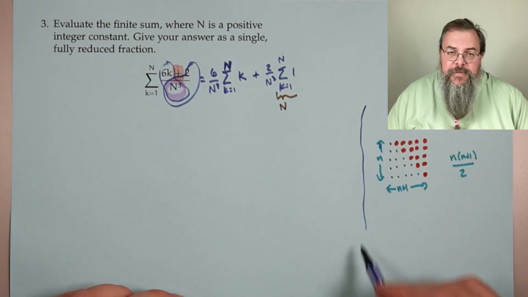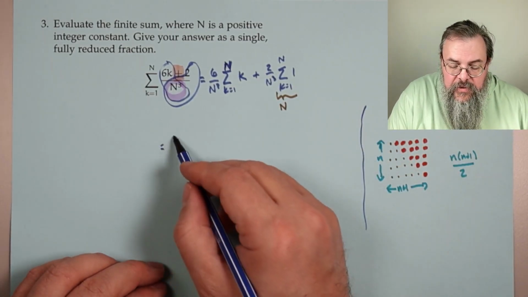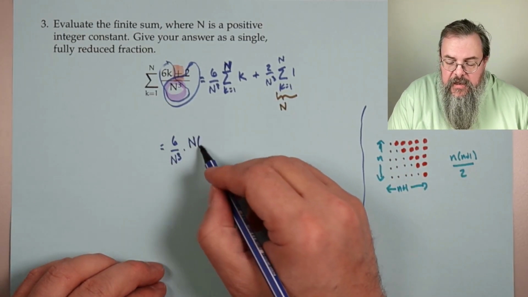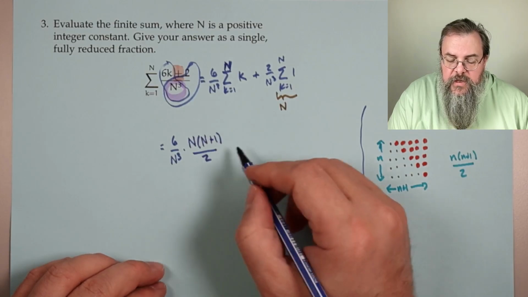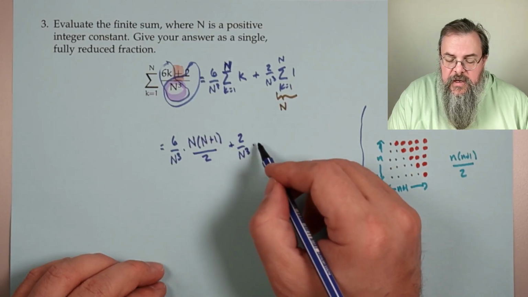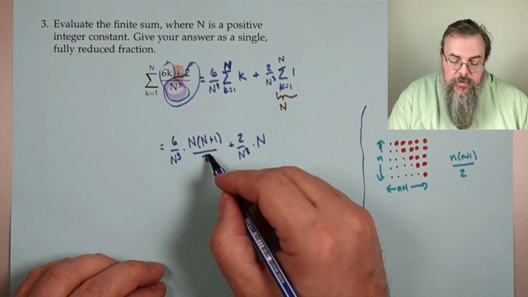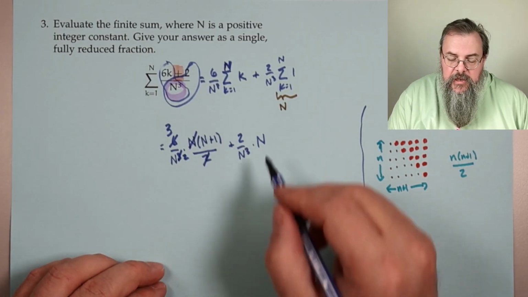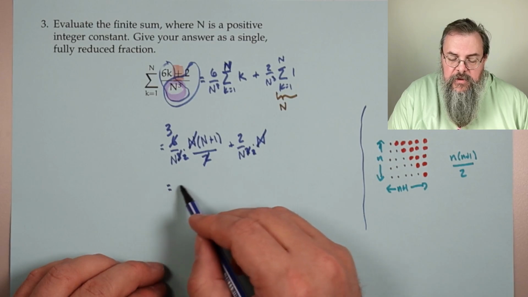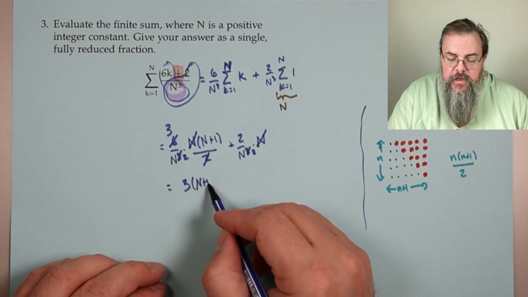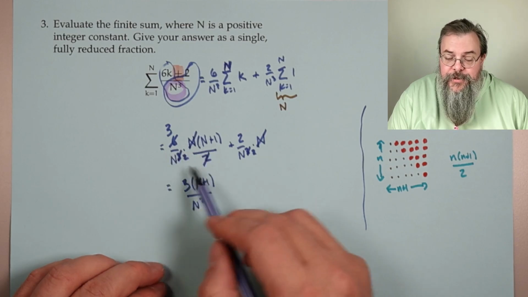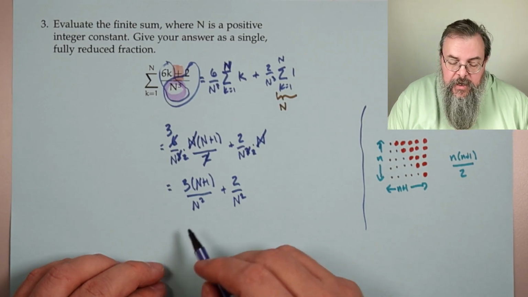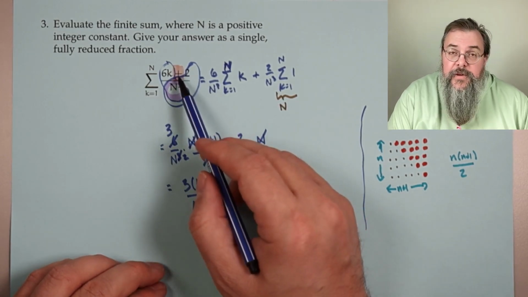Well, let's update what we have. So this is 6 over n cubed times, here, it'll be capital N times n plus 1 over 2, plus 2 over n cubed times capital N. Well, 2 goes into 6, and we can knock out an n there. And here, we can knock out an n there. So we have 3 times n plus 1 over n squared, that's from the first term, plus 2 over n squared.